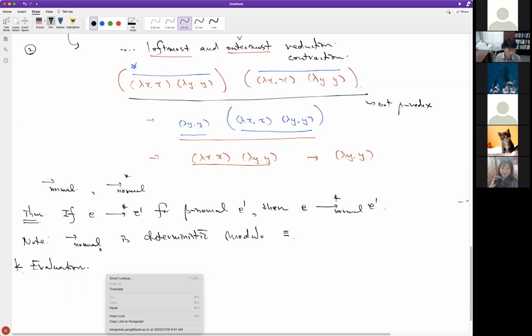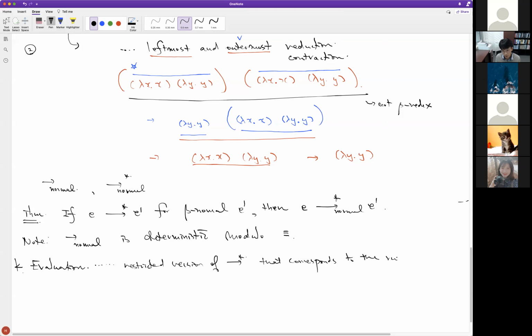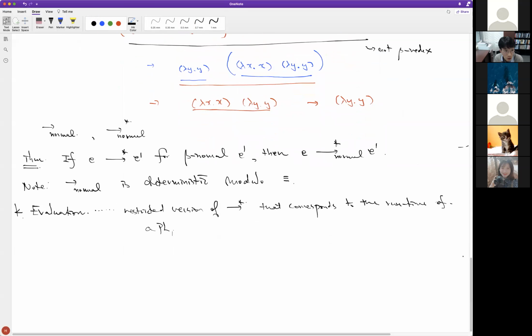So evaluation is really a very restricted version of, I think really it's a reduction that corresponds to the runtime of a programming language. Okay, so then the natural question is, where does this restriction really come from?